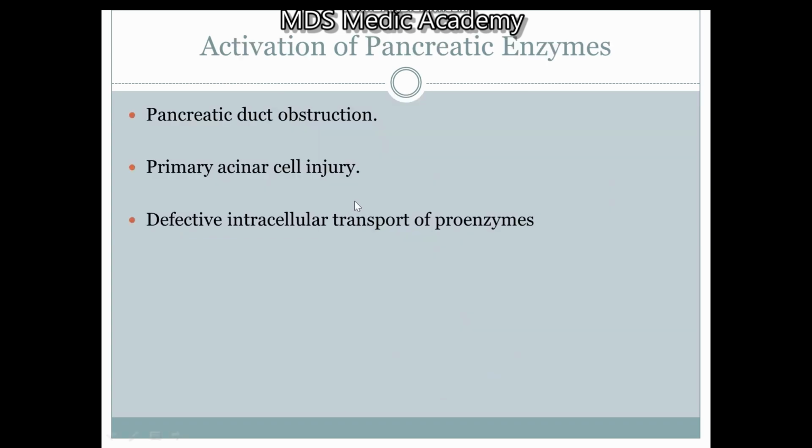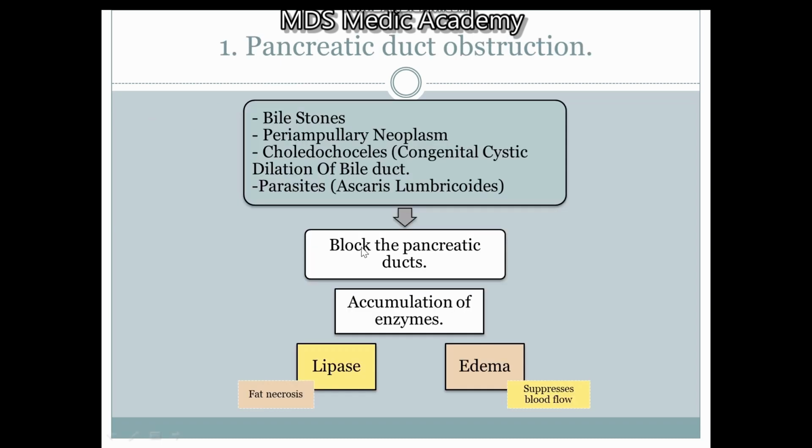Let's talk about how trypsinogen is activated into trypsin. There can be many reasons for it. One of them is pancreatic duct obstruction. There could be primary acinar cell injury and defective intracellular transport of the proenzyme. So let's discuss each of them. The bile stones and all these factors lead to the blockage of the pancreatic duct, which results in the accumulation of pancreatic enzymes inside the parenchyma.